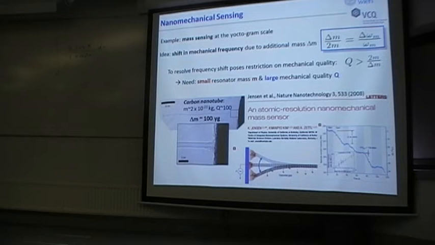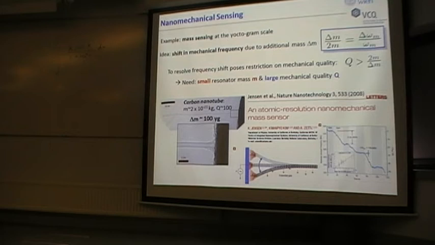And here's a beautiful example from the Zettl group. They actually used a carbon nanotube, which has a very low mass. And of course, now if you add a single gold atom, the frequency shifts already in a way that you can measure the shift, and you have mass sensitivity down at the single atom level. So in that case, it's in the order of some yoctograms.